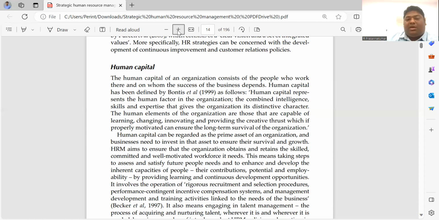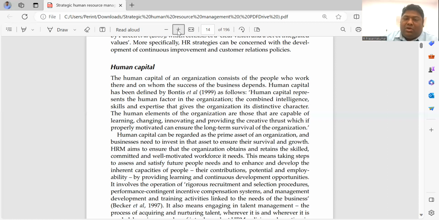The human elements of an organization are those capable of learning, changing, innovating, and providing creative thought, who, if properly motivated, ensure the long-term survival of the organization. In an organization, people have various thoughts, various beliefs, and various skill sets, as I said, and knowledge. All these things are combined together, and we get the best outcome from that knowledge.